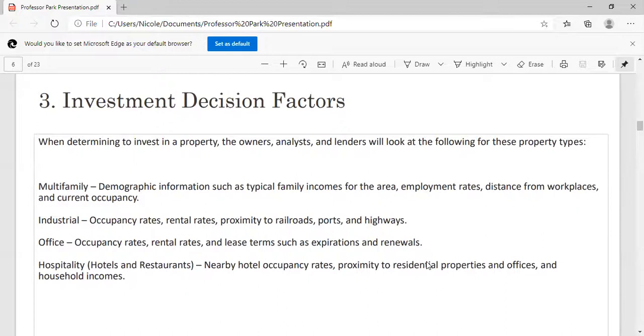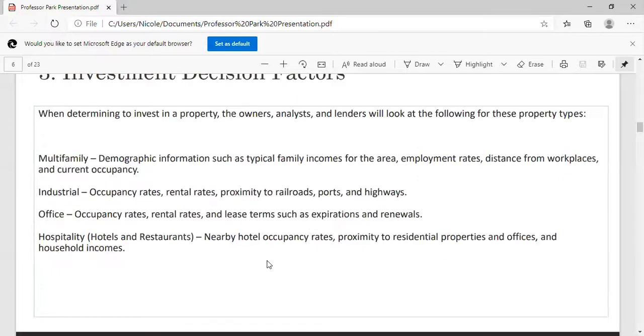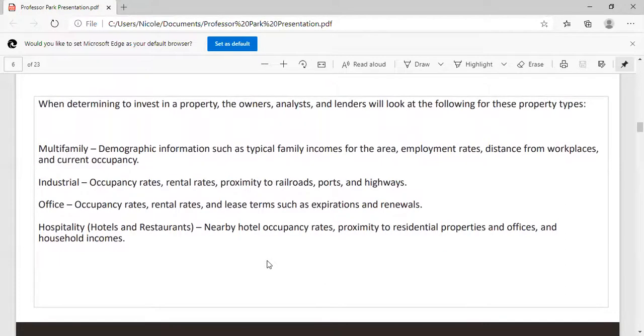So some investment decision factors. So analysts, when they have decided what type of properties they're looking for and the location, the owners will have an analyst go and look specifically at different properties. So if they're looking for multifamilies, they'll look for demographic information like typical family incomes for the area, employment rates and distance to workplaces, and current occupancy.